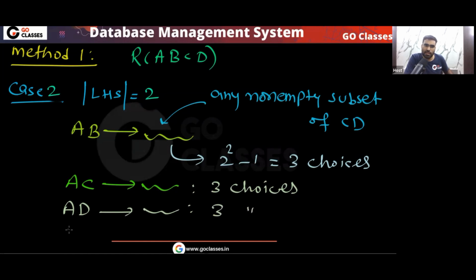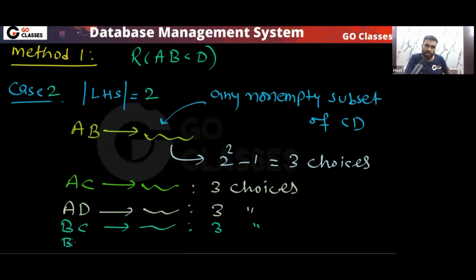Similarly, like this, what are the cases possible? You can easily see that I can put BC on the LHS. Again, there will be three choices. I can put BD on the LHS. Again, three choices. I can put CD on the LHS. Again, there will be three choices.